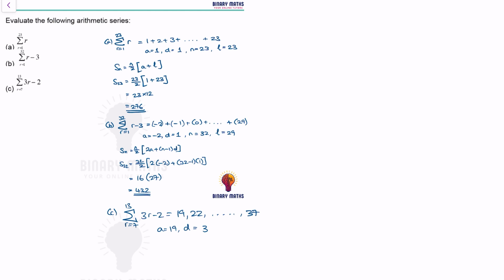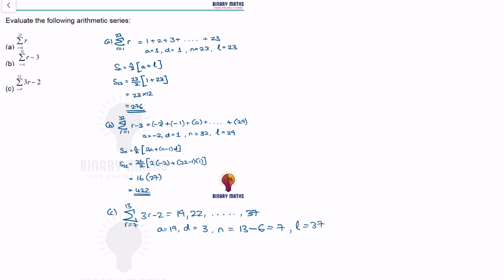What we do need to find out is n. Now it's easy to find out n because we're counting from 7 to 13. So n is going to be 13, take away not 7 but 6 because we want to include 7. So 13 take away 6, which is equal to 7. So n is equal to 7, and the last term is 37.